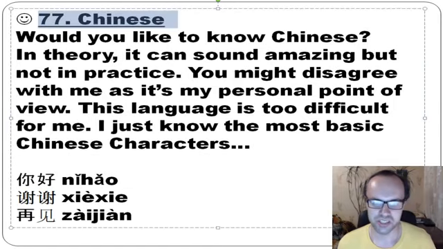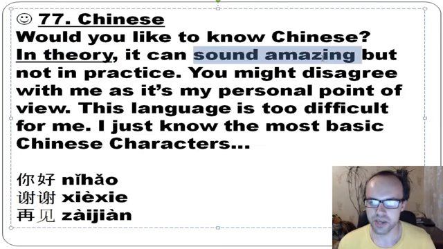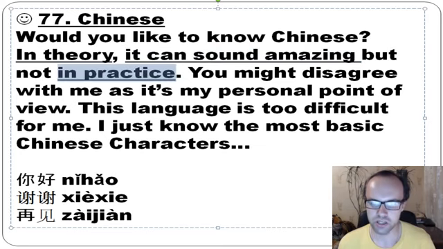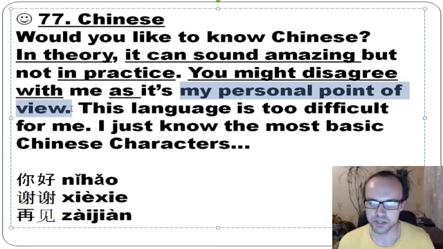So, Chinese. Would you like to know Chinese? In theory, it can sound amazing, it can be very good, but not in practice, not in reality. You might disagree with me. Good phrase. It means maybe you disagree with me. As means because. It's my personal point of view, because I think so, but it doesn't mean that's true. It's just my opinion. This language is too difficult for me.